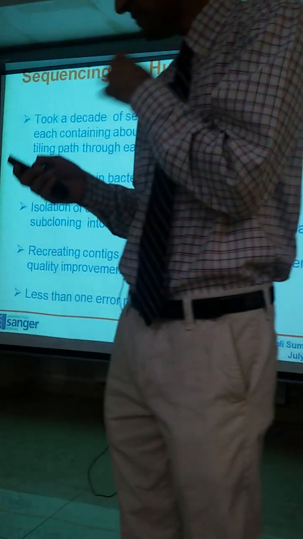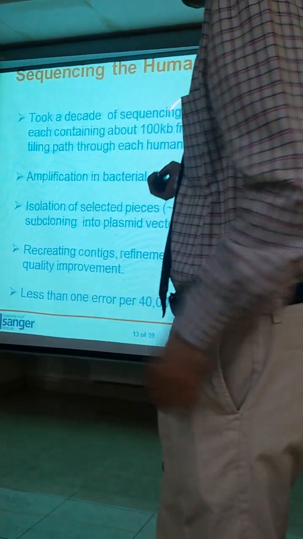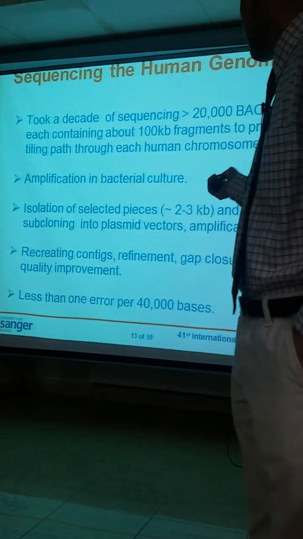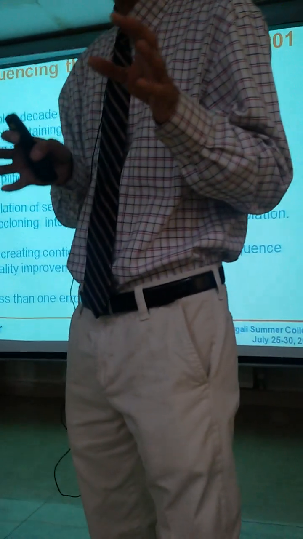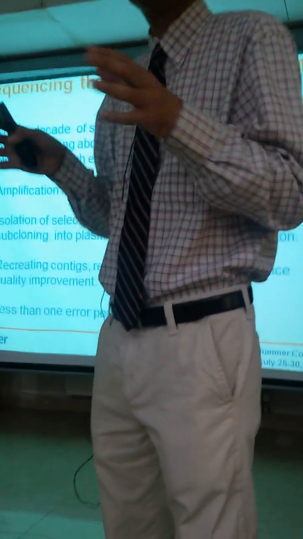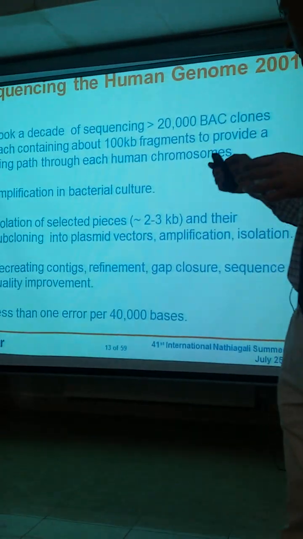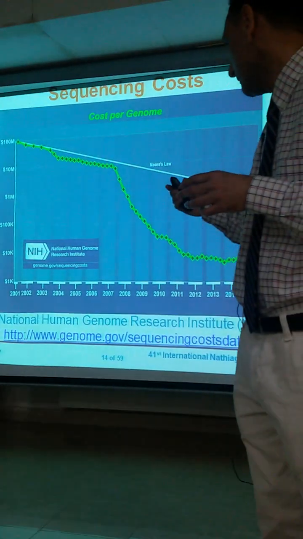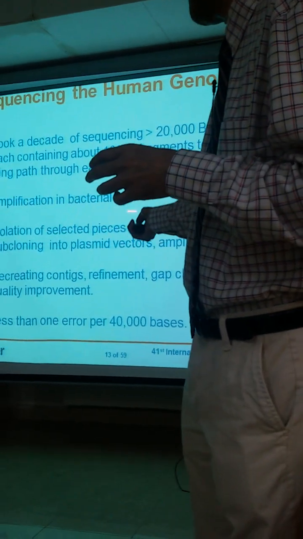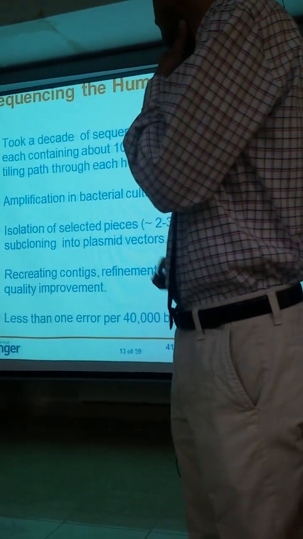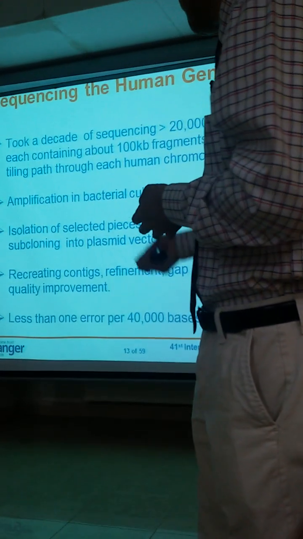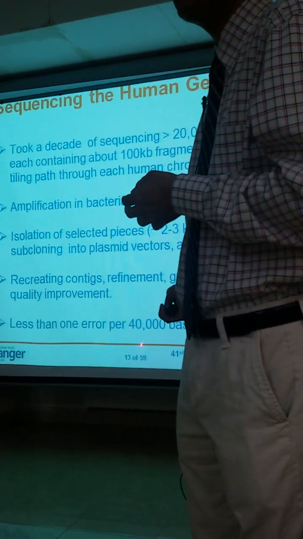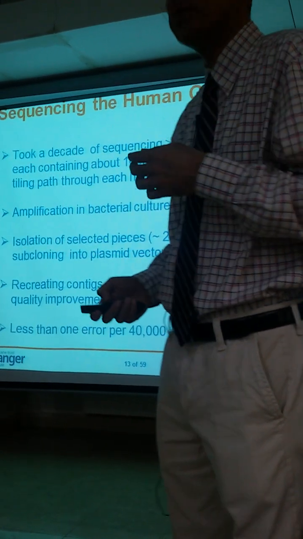So it took us 10 years to do the first sequencing using bacterial artificial clones. This is basically taking the DNA fragments from a bunch of mostly European background individuals and cloning them into these bacterial artificial chromosomes, and then amplifying those in bacterial culture, then isolating selected pieces and sequencing them on these Sanger sequencing machines. But what's really good is that this reference sequence is really good because it has less than one error per 40,000 bases.